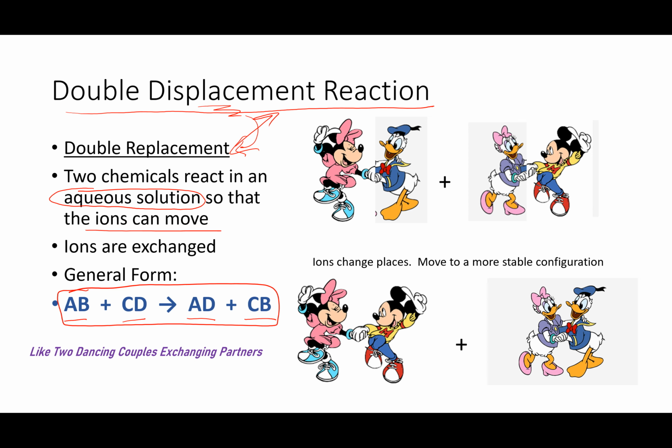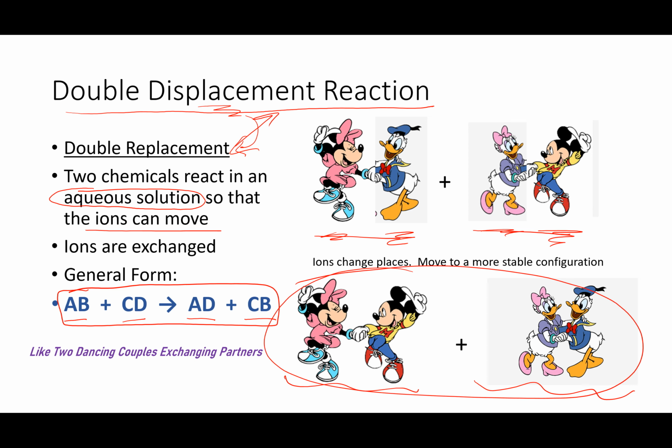In my brain, I think of it as two couples on a dance floor and they are switching partners. So here we've got Minnie Mouse and Donald Duck dancing, and here we've got Daisy Duck and Mickey Mouse dancing, and the square dance master says, okay, everybody switch partners, and then they switch. So Mickey ends up with Minnie, Donald ends up with Daisy, and this is a more stable situation than it was before. That's what happens in a double displacement reaction. There is a switcheroo of ions.